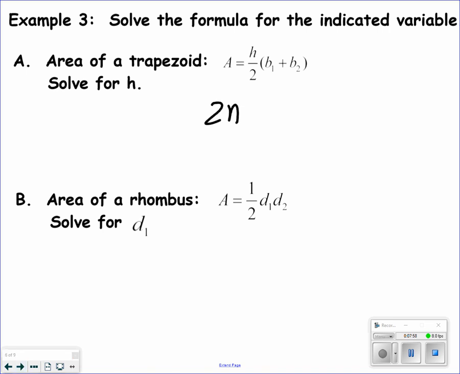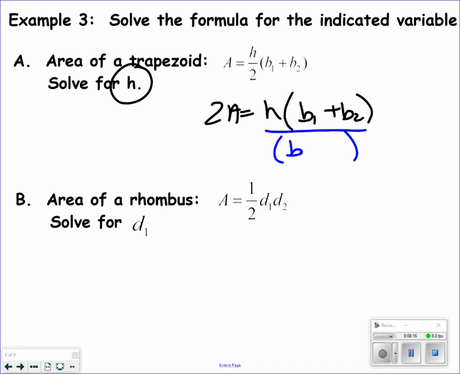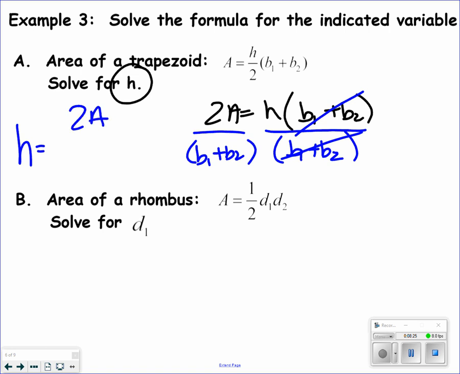So 2a equals h times b1 plus b2. And again, I'm trying to solve this for h. So I don't want to distribute h. I want to get the whole parenthesis. Now remember, it's h times b1 plus b2, so I'm going to divide by b1 plus b2. And so now h equals 2a over b1 plus b2. And that's a hard one. Not going to lie, that one's getting a little bit upper level.